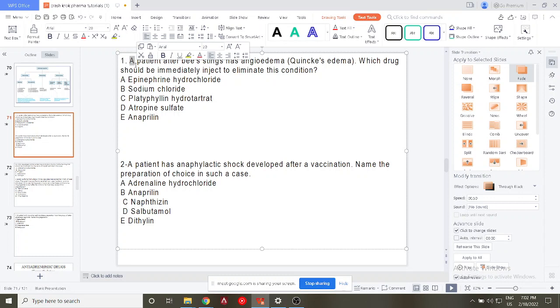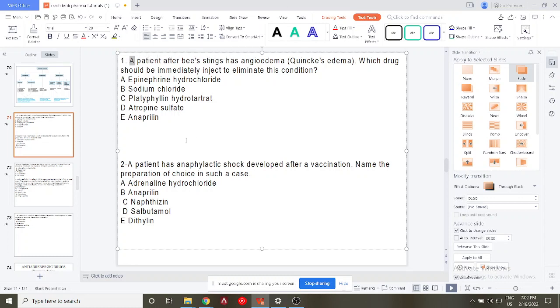After being described as angioedema or Quincke's edema, which drug should be immediately injected to eliminate this condition? I think epinephrine hydrochloride. Yes, that's correct. So what is going on here is anaphylaxis. So the drug of choice for anaphylaxis is epinephrine or adrenaline. So Krok is going to use one of the two, epinephrine or adrenaline.